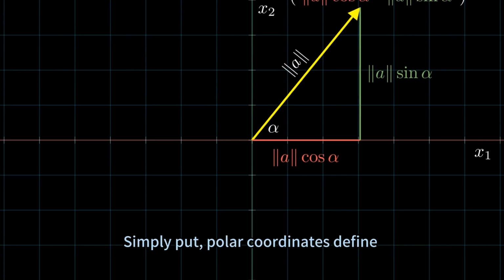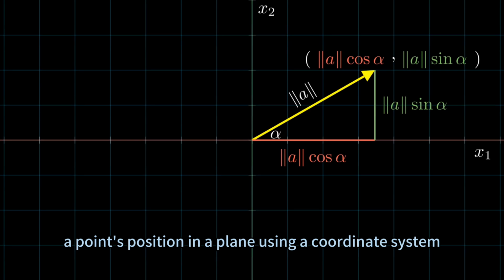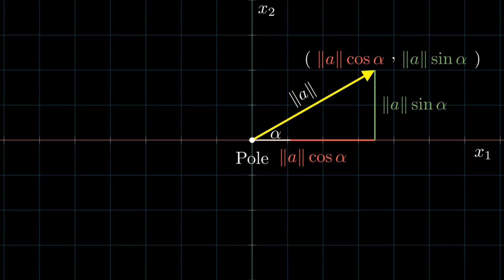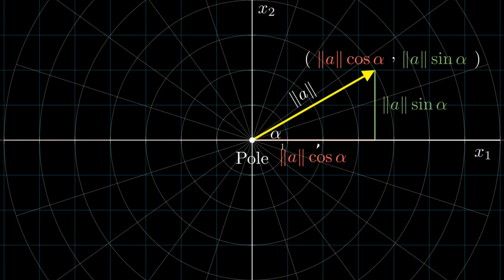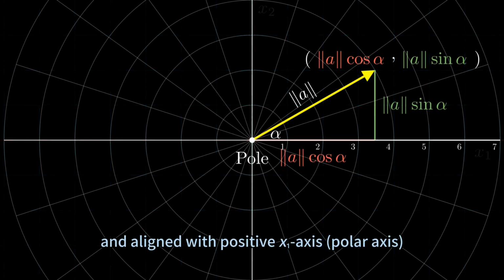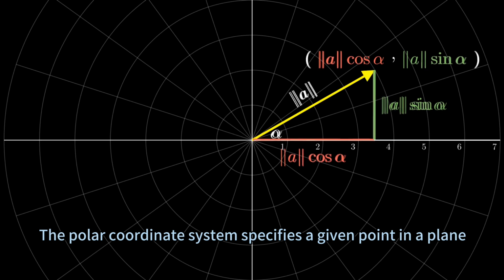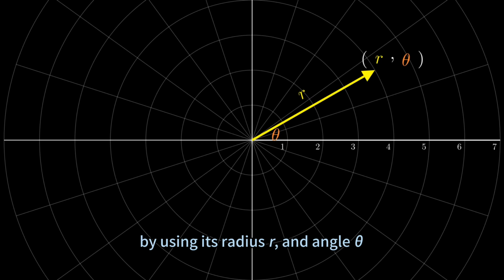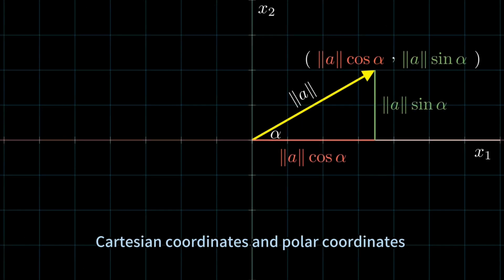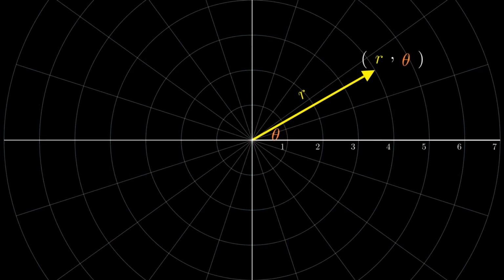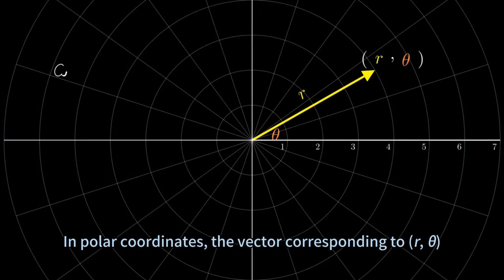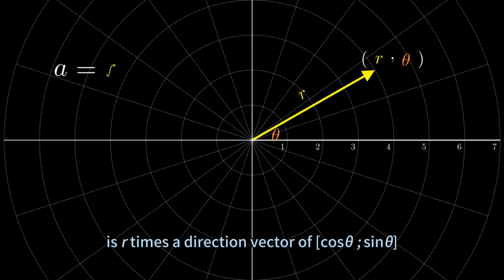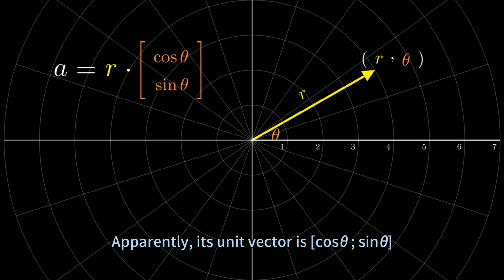Simply put, polar coordinates define a point's position in a plane using a coordinate system centered at the origin, the pole, and aligned with the positive x1 axis, the polar axis. The polar coordinate system specifies a given point in the plane by using its radius r and angle θ. Cartesian coordinates and polar coordinates can be converted back and forth. In polar coordinates, the vector corresponding to (r, θ) is r times a direction vector (cos θ, sin θ). Apparently, its unit vector is (cos θ, sin θ).